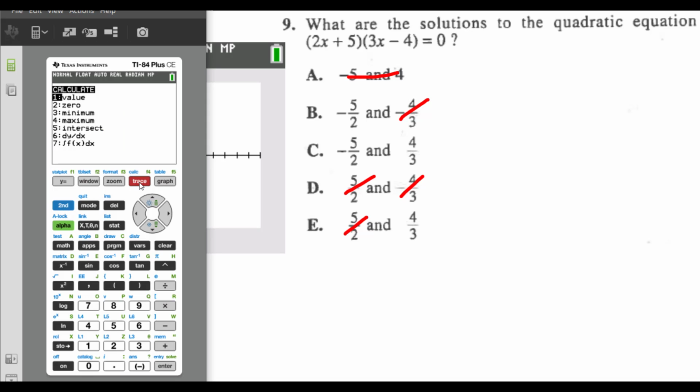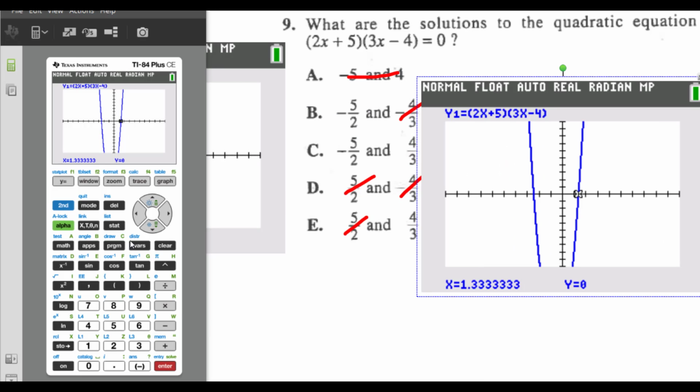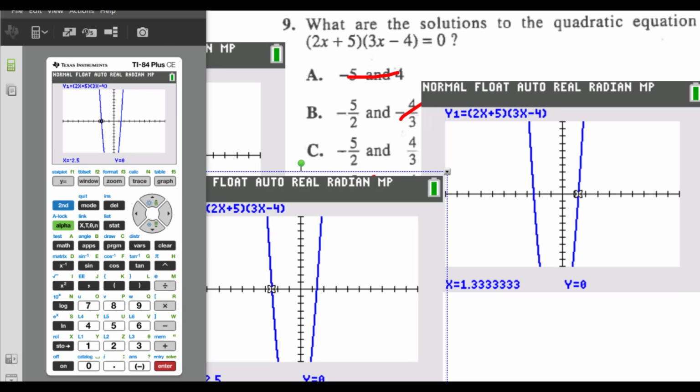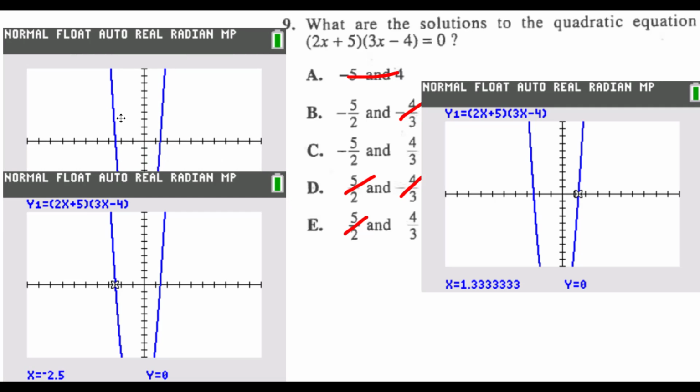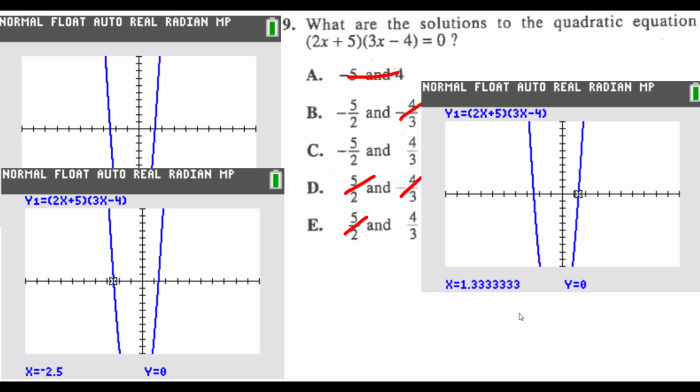So if I would say trace to, let's say, positive 4/3, I could just type in 4 divided by 3. And you can see that it is a 0 there. And I also could do negative 5/2. So I can also type in negative 5 divided by 2 for x. And it's going to say y is equal to 0 there as well. So it's just a way of graphically looking at the solutions. And I like my students to be able to visualize things graphically there.